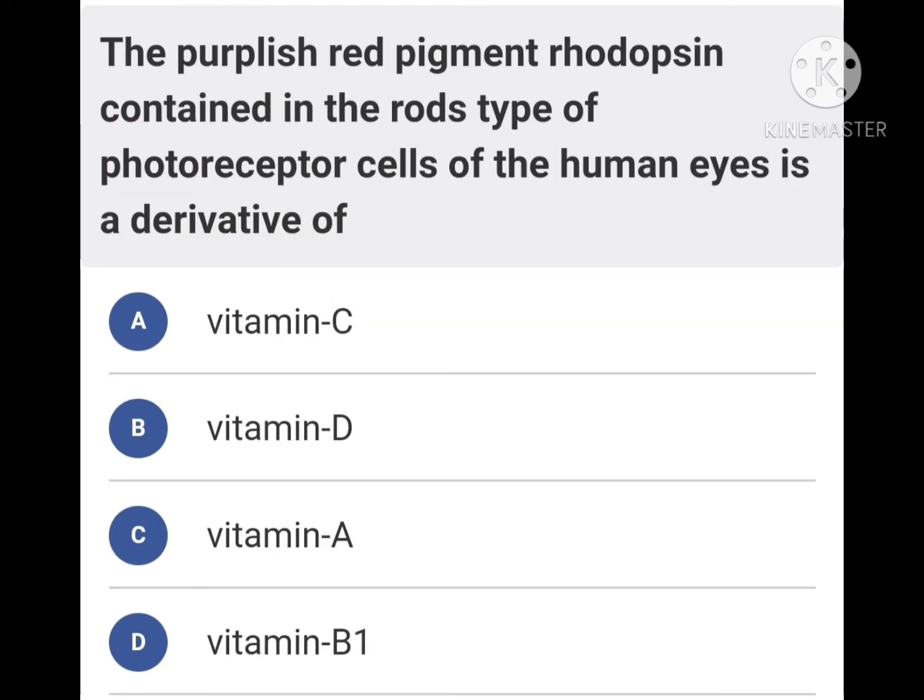Okay, next question. The purplish red pigment rhodopsin contained in the rod type of photoreceptor cells of human eyes is a derivative of option A, vitamin C, option B, vitamin D, option C, vitamin A, option D, vitamin B1. Option C, vitamin A is the right answer.